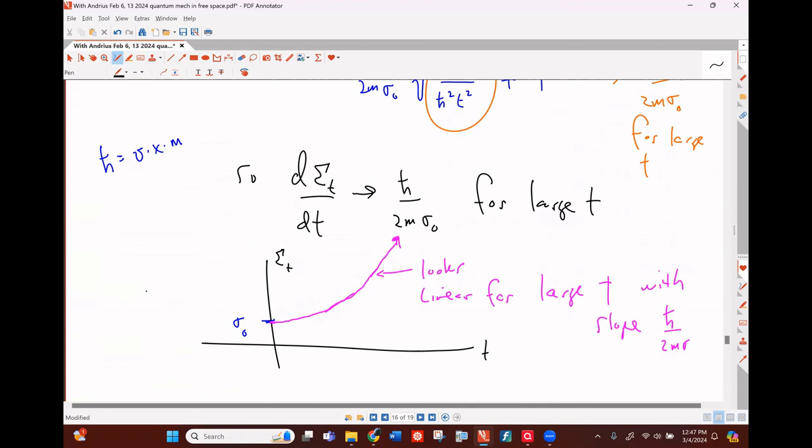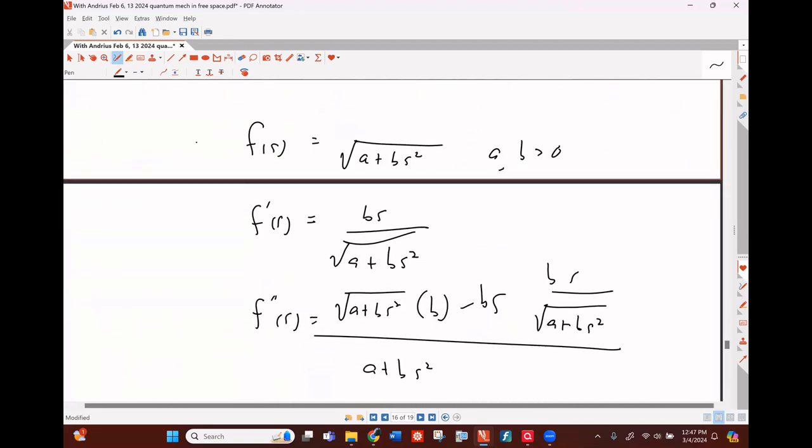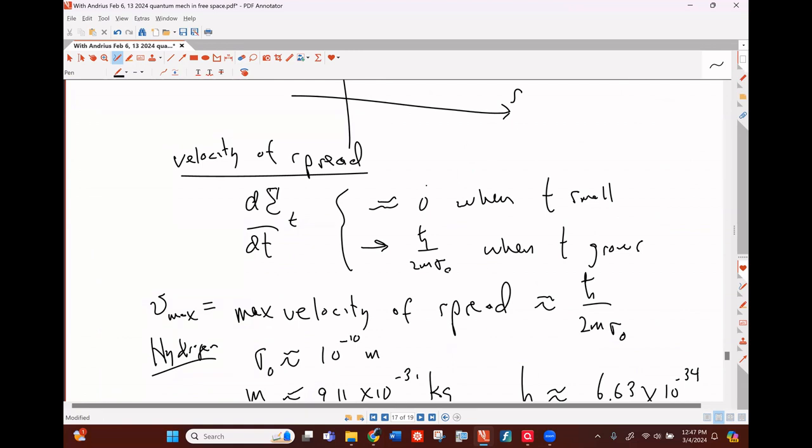Isn't it interesting that in the beginning the velocity is about zero, right? I was wondering, how could the velocity be zero, the spreading of the wave packet? Well, the spreading of the wave packet isn't quite the velocity. It's a measure of the average velocity of how fast the thing spreads. And we're interpreting this probabilistically.